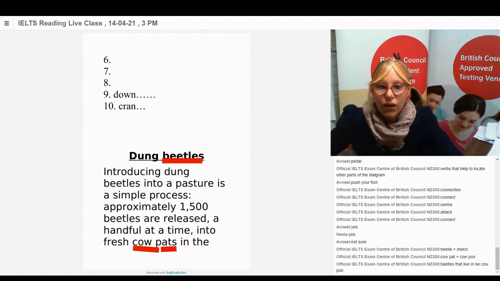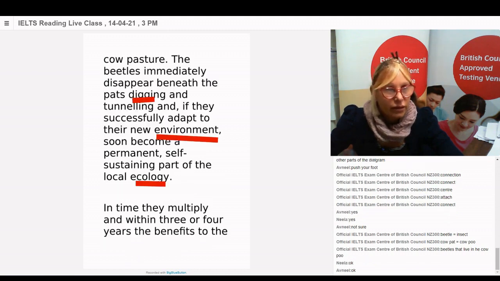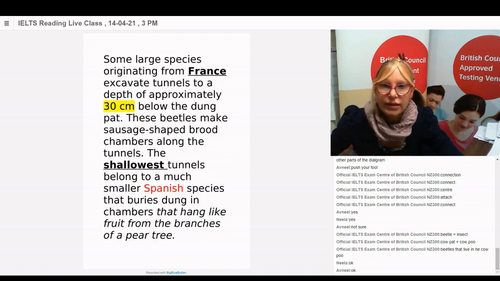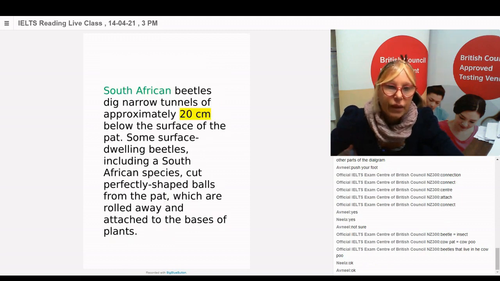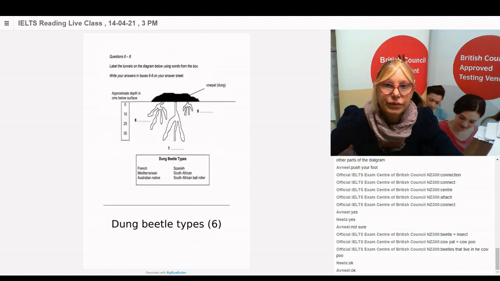Okay, so what they're talking about here is the different types of beetles, because there are different types from different countries. So after we have done a little bit of a read of the title in the first paragraph, we go straight to the questions and look at the diagram. So let me just switch to the picture again.